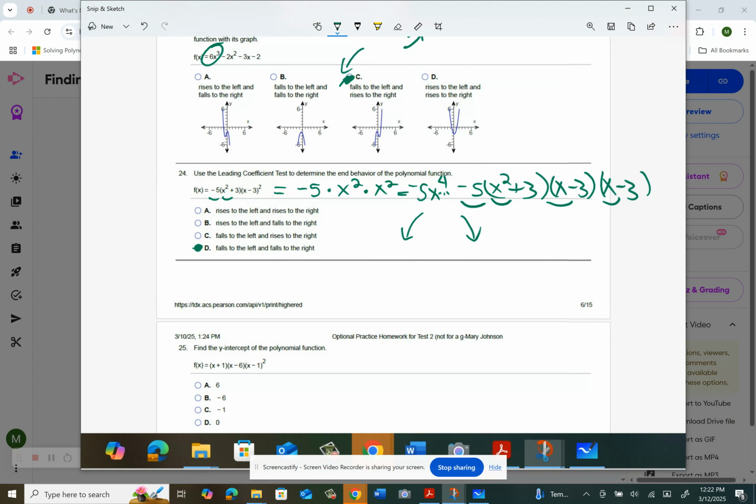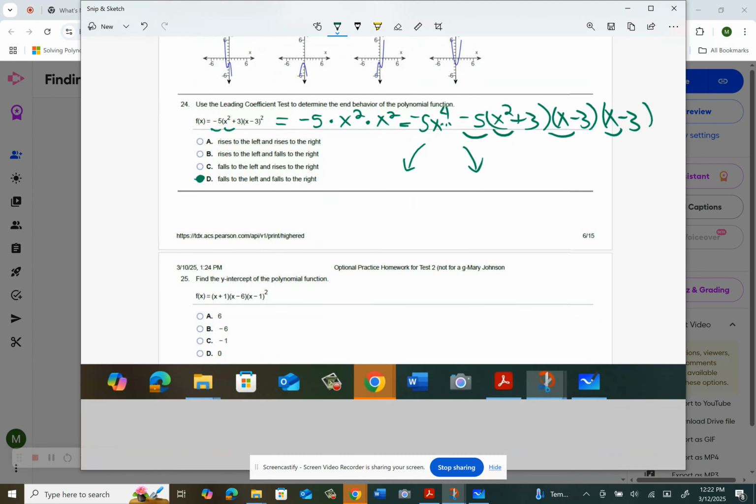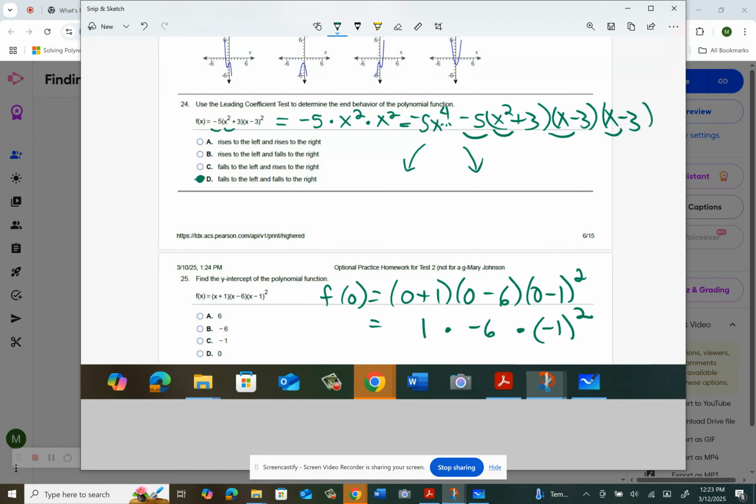One more that I want to do before we move into some additional types of problems: this one's asking for the y-intercept of the graph. Remember, the y-intercept is what happens when x is 0. So you can just plug in a 0 everywhere there was an x and work that out. That would be 1 times a negative 6, and then 0 minus 1 would be negative 1, but it's in parentheses being squared. So it'd be 1 times negative 6 times positive 1, which is negative 6. So it'd be B.